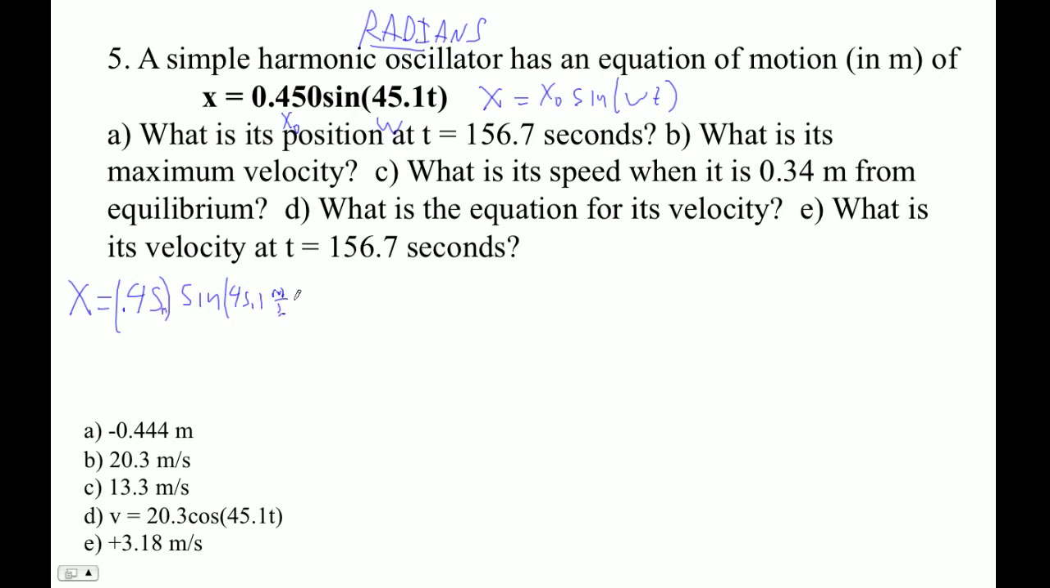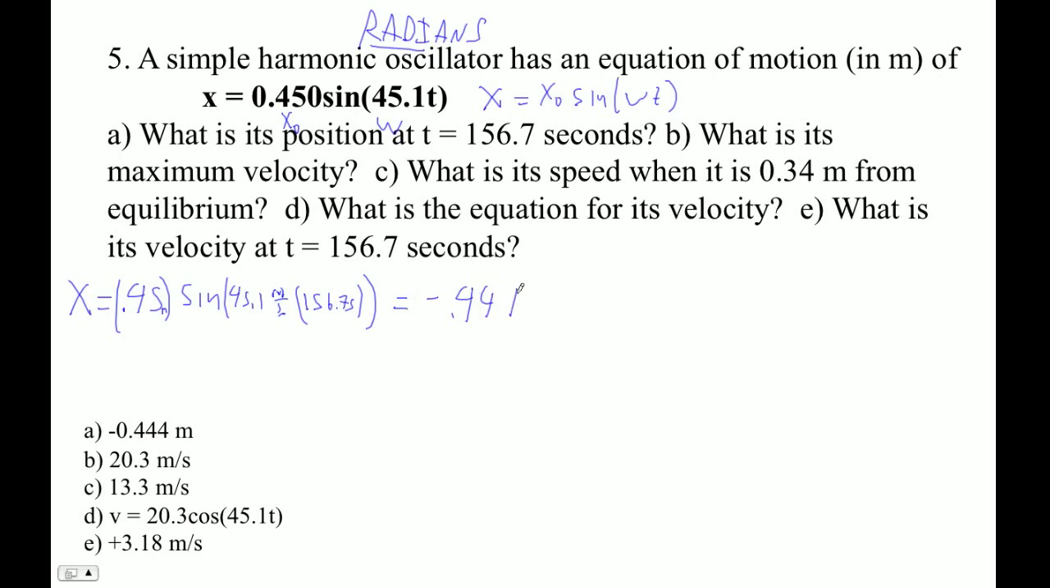This is meters. Okay, times 156.7 seconds, right? Equals, and I'm just going to let my calculator do this, right? So 0.45 times sine of parentheses 45.1 times 156.7. Okay, did I do that right? Yes, I did. And the answer is negative 0.44.